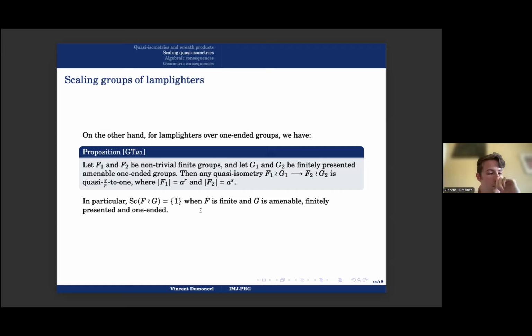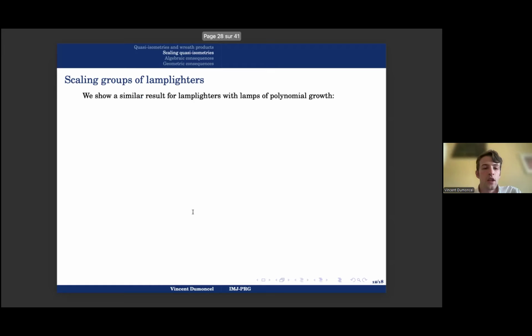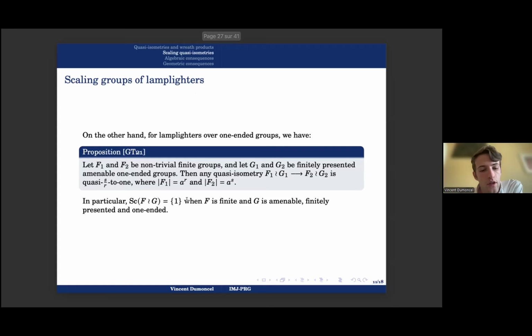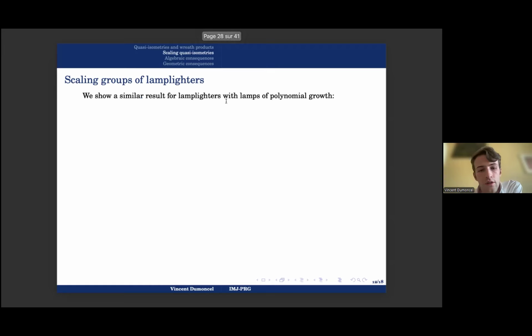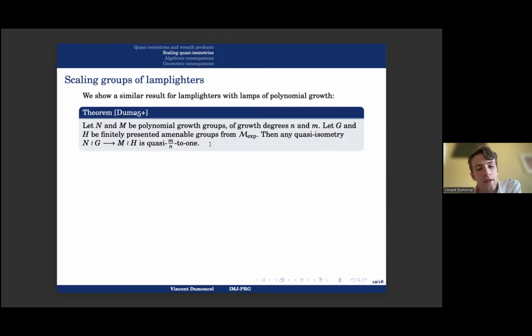So what I propose to explain to you now in the remaining time is a slight extension of this result that I proved recently. What is changing now is the cardinality of the lamp group. So here the result involves Lamplighters, but with lamps of polynomial growth. So now the lamp can be completely infinite. And the result is the following.